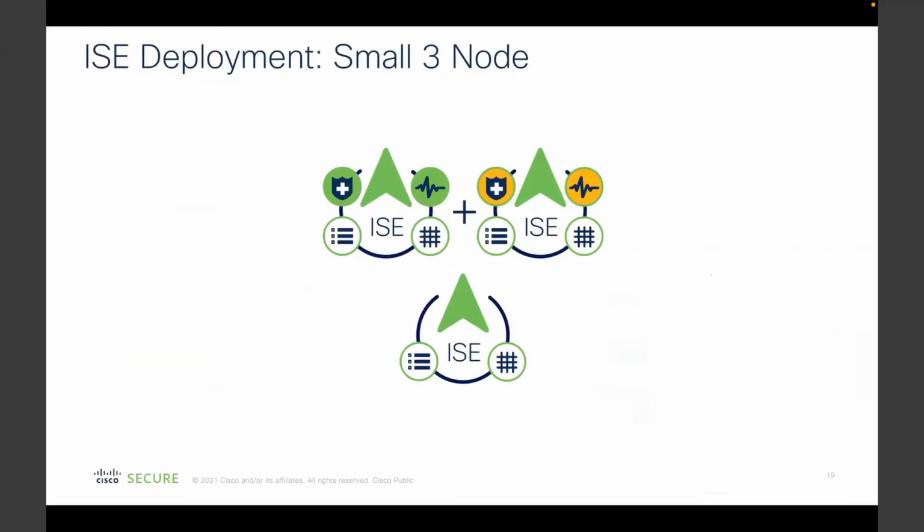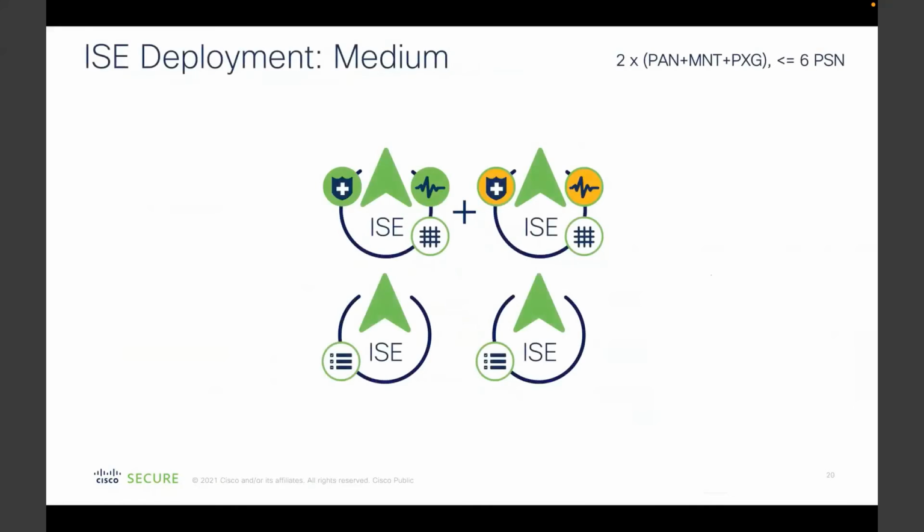You can do this in larger deployments. You just have to specify a separate node to be that health check node. So you can do three nodes like this, but a lot of people will go ahead and do a medium-sized deployment where they have a pair of policy service nodes that they can put in different data centers.